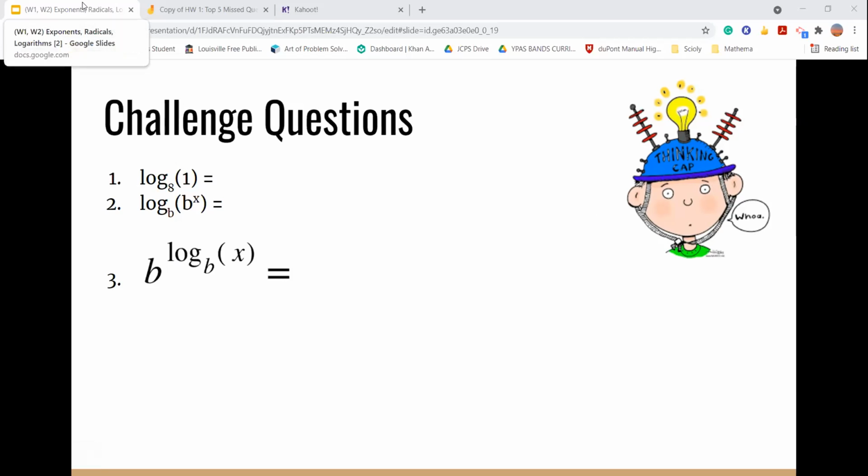Okay, just to clarify for number 3, it's written a little weirdly, but basically this part is the exponent. Yeah, that entire whole thing. Yes. So it's b to the power of log b of x.